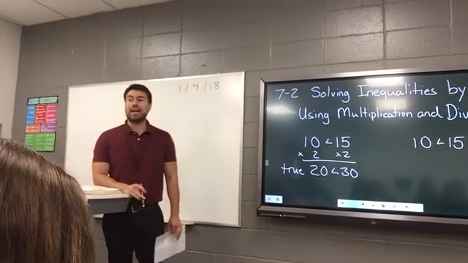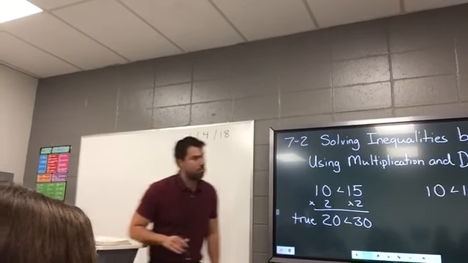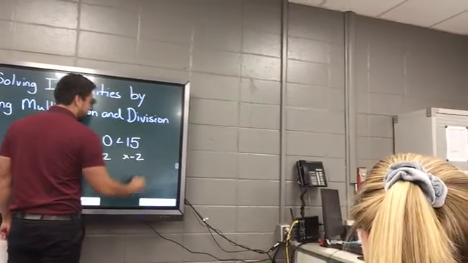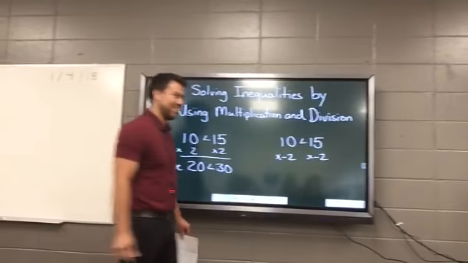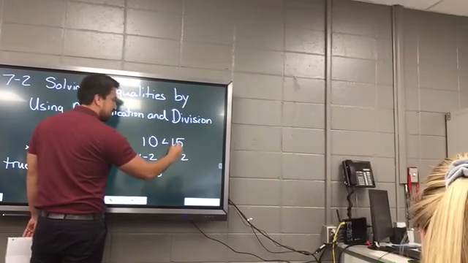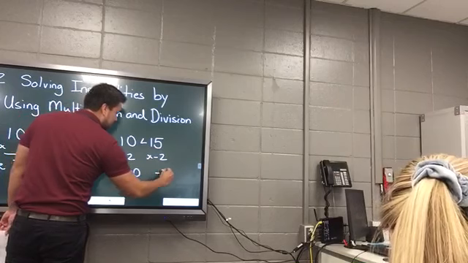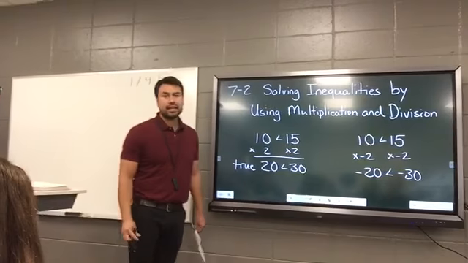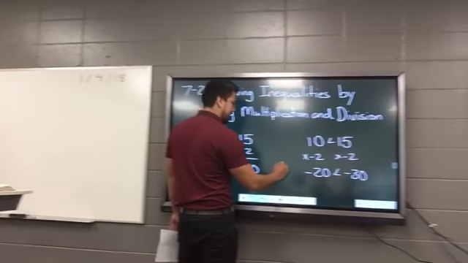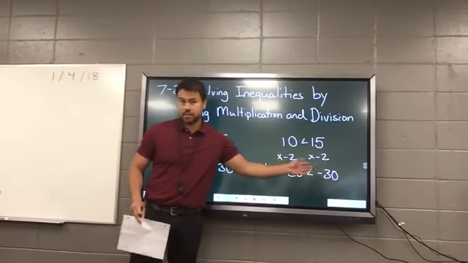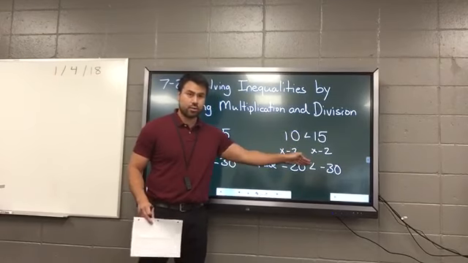Now I'm going to take the same inequality, and instead of multiplying by 2, I'm going to multiply both sides by negative 2. So 10 times negative 2 is negative 20, and 15 times negative 2 is negative 30. Now, is negative 20 less than negative 30? Oh, that's actually a false statement. And don't forget, we're talking about two negatives. So negative 20 is not less than negative 30.